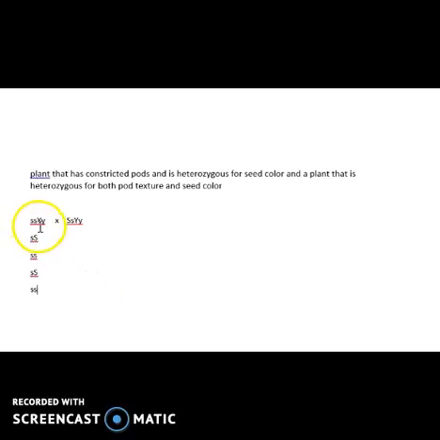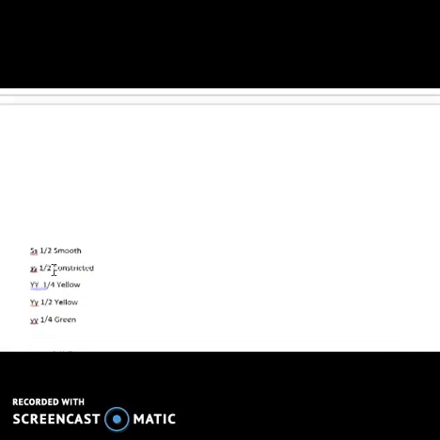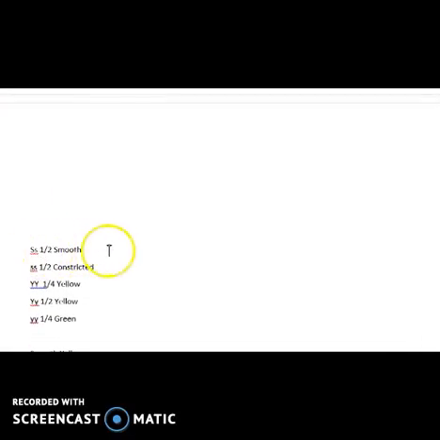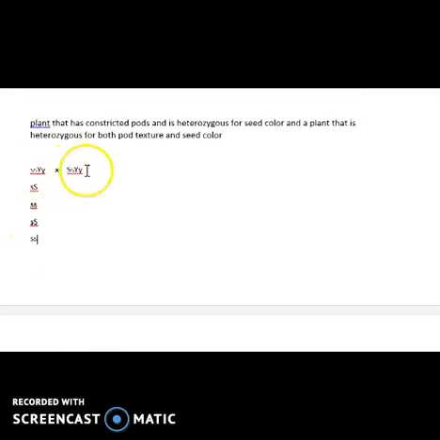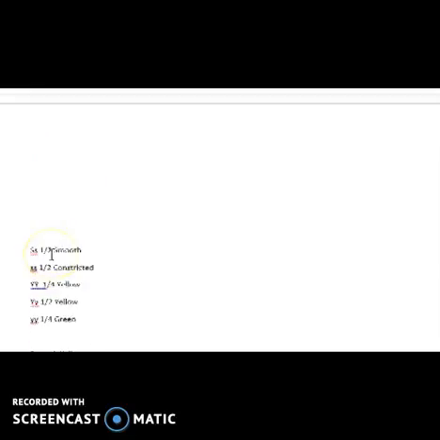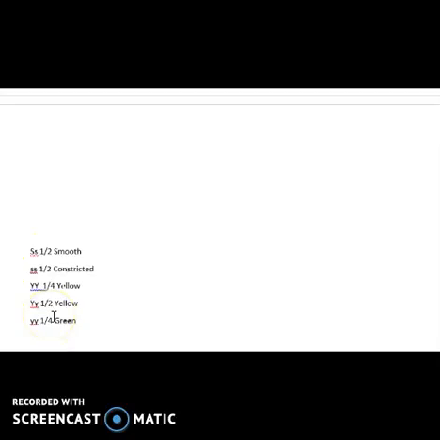And then you do the same with the y, which I've done down here to save time. And you're given these fractions. So half the time when you do the cross, it's smooth. Half the time it's constricted. And over time you'll see that whenever you have two heterozygous, you always have a 1/4, 1/2, 1/4 outcome.